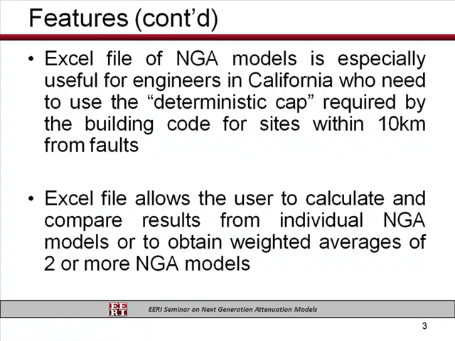You'll find that this tool is particularly useful for engineers who are required to use the deterministic cap, as we saw earlier today, by the building code, for sites located in the near fault regions. It is useful because it also allows the user to compute the average in terms of median, median plus 1 standard deviation, and median minus 1 standard deviation. The average can be from 2 or more models. Also, the user can compare the results from individual models.